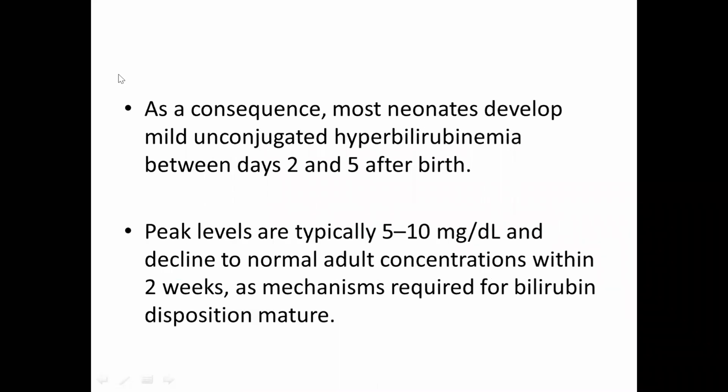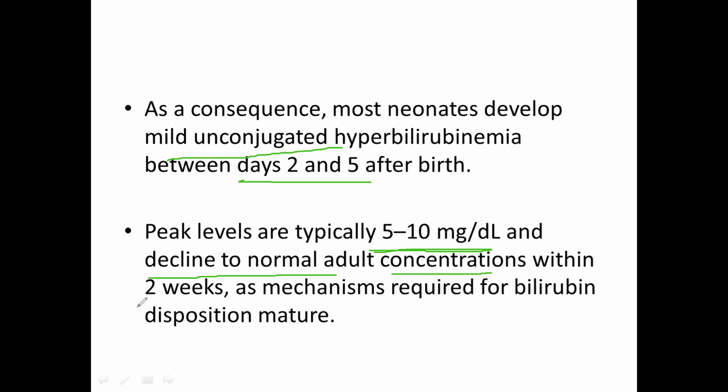As a consequence of this, most neonates develop mild unconjugated hyperbilirubinemia between 2 days and 5 days after birth. The peak levels are typically 5 to 10 mg per dL, and they decline to normal adult concentrations within 2 weeks. So even if the patient has unconjugated hyperbilirubinemia, it will come to normal within the next 2 weeks, because in 2 weeks the mechanism required for bilirubin disposition matures.